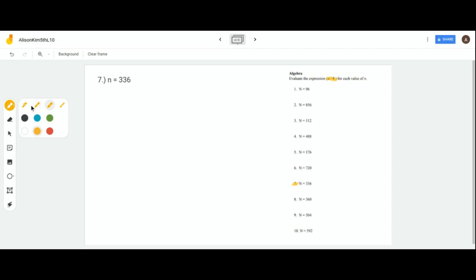Let's get my pen out this time. So we're going to plug it in. So we get n over 8 equals, what? We're given that n equals 336, right? So we're going to put 336 for n. 336 over 8. Okay, right? So when we do 336 over 8, that's the same thing as division, right? So 8 is going to be your divisor, and 336 is going to be your dividend.